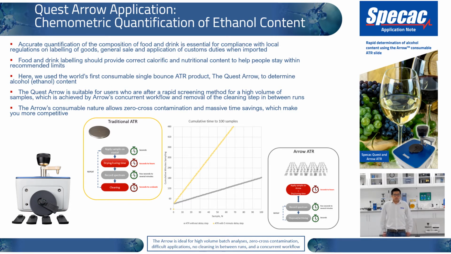So in this particular application, we decided to use the Arrow, which usually is ideal for high volume batch analyses, zero cross-contamination, difficult applications like corrosives or sticky substances, no cleaning in between runs, and also a concurrent workflow, as you can see in the graph in the middle there, where a lot of time is saved when you're analyzing a high volume of samples when compared to a more traditional ATR puck.